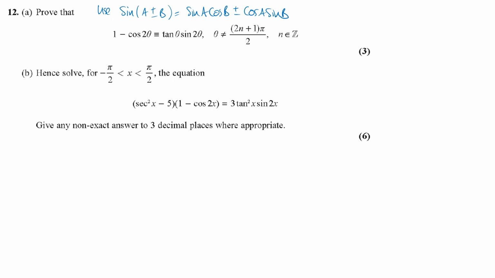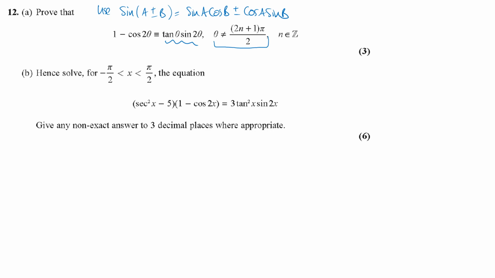The first question here, we've got a trig identity question. When you're trying to prove trig identities, you need to start with one side, manipulate it to obtain the other. And it's easier with this question to start with the right-hand side. This is just sort of qualifying and telling us what types of theta we can have. So we need to start with tan theta sine 2 theta and get 1 minus cos 2 theta.